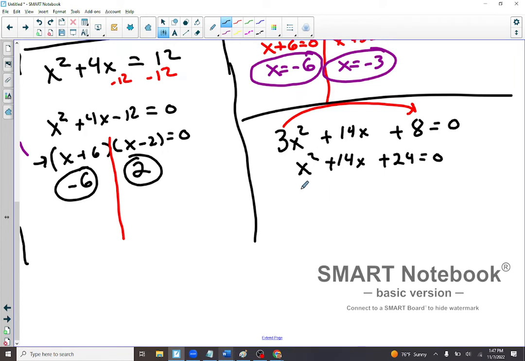Then what multiplies to 24 and adds to 14? X plus 12, X plus 2.